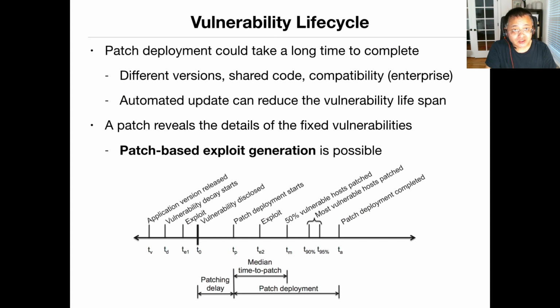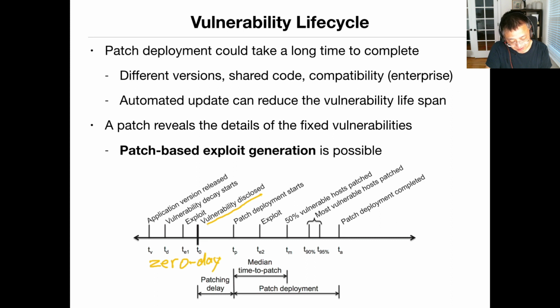Okay, let's talk about the vulnerability life cycle, or how the vulnerability evolves, right? So here is an important concept. It's called a 0 day. Okay, so the 0 day, or T0, is the day a vulnerability has been publicly disclosed.